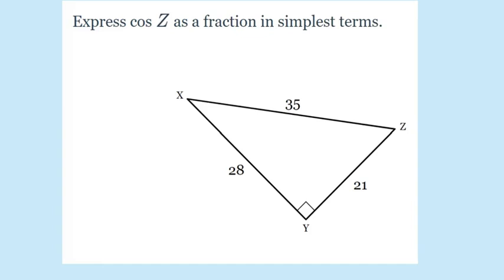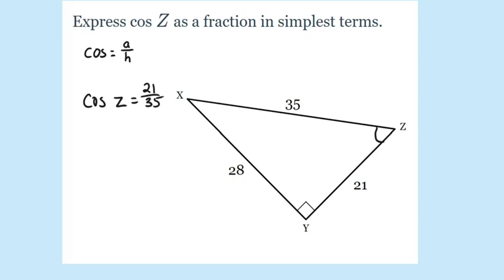Express cosine z as a fraction in simplest terms. Well, let's remember that cosine is going to be the adjacent over the hypotenuse. So cosine z, well, where is z? Z is right here. What is adjacent to that? Well, that's going to be 21. And what's the hypotenuse? The hypotenuse is across from y, which would be 35.